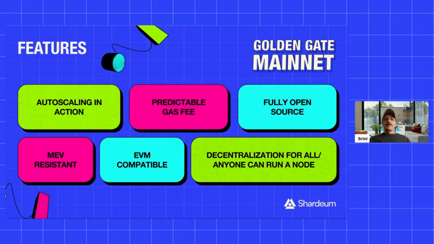So let's just walk through some of the key features here in Golden Gate. As you know, this is, I think, the first auto scaling EVM based L1. So we are very happy that it's finally launched and on mainnet. Some of the key things is because of the way the product is architected, it has very predictable gas fees. The way the architecture lends itself very easily to being MEV resistant.